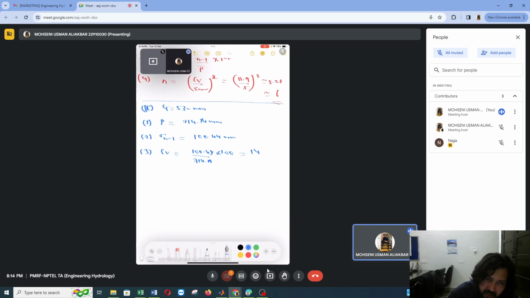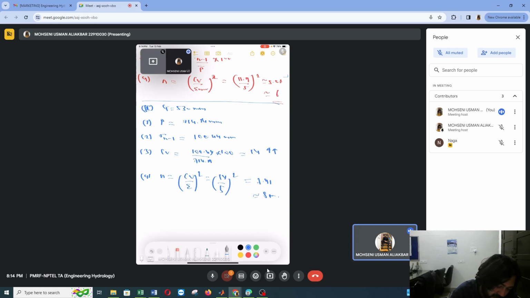Since the value of CV is increasing, it means the number of rain gauges would increase. So the fourth term is N equals CV by error, the whole square. So 14 by 5, the whole square, gives us 7.91, which means 8. 8 rain gauges are required. So why has the number of rain gauges increased here? Because the precipitation value decreased, it is eventually affecting the existing CV, so the existing CV is increasing.